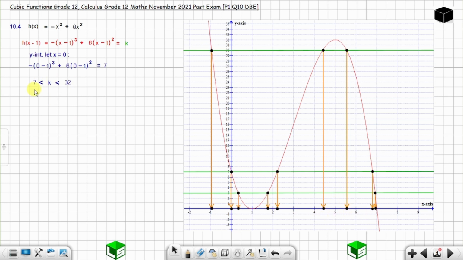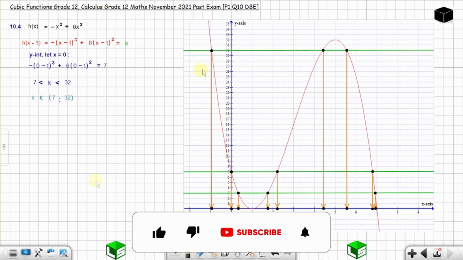Okay, so this is how you can answer this question. Or you can give your answer in interval notation like this: k is an element of the interval between 7 and 32. So this is how you can answer this question.